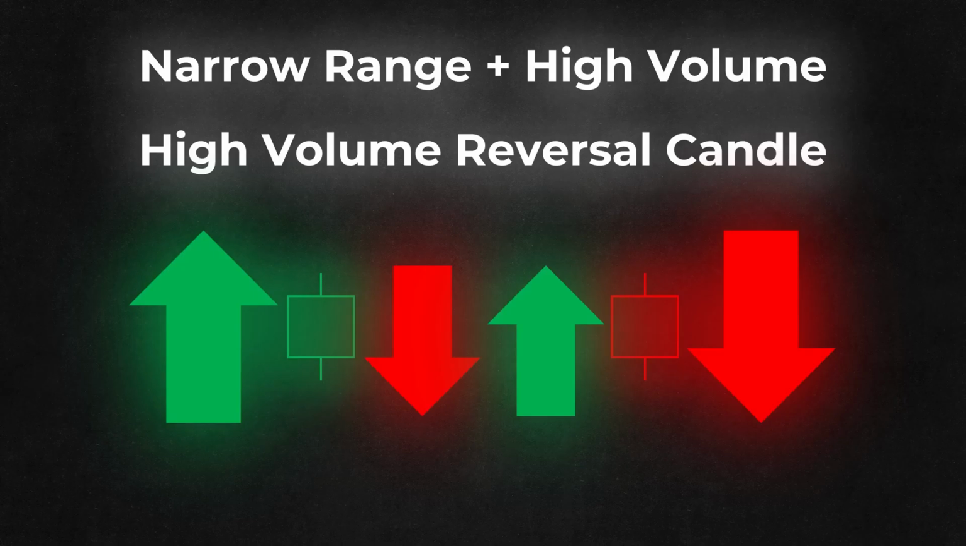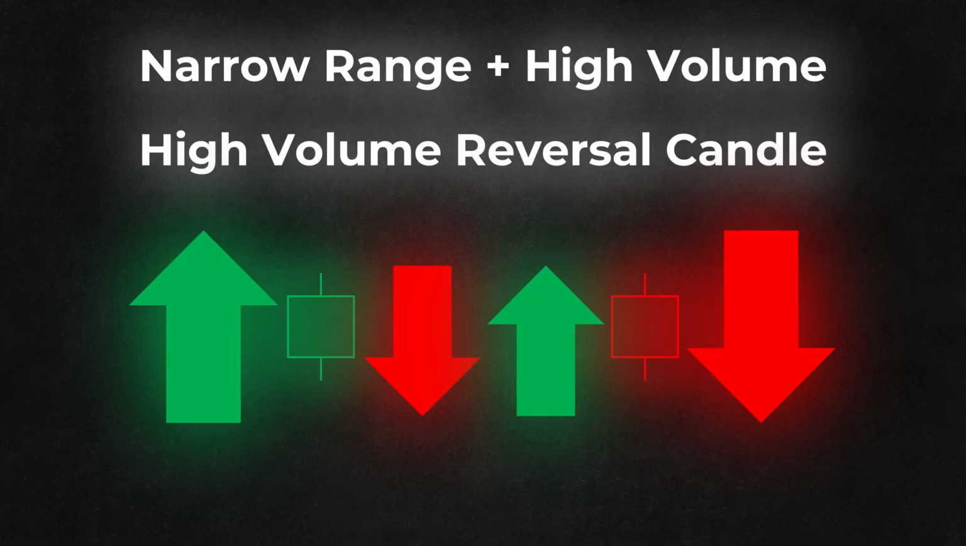This narrow range candle with high volume is often called a high volume reversal candle. In summary, one side is trying to advance the market and the other is being successful at not letting that happen. In an uptrend, a narrow range candle with suspiciously high volume is a sell signal. It means that buyers are aggressively trying to make prices rise, but sellers are absorbing all this demand successfully, resulting in a narrow range with very high activity.